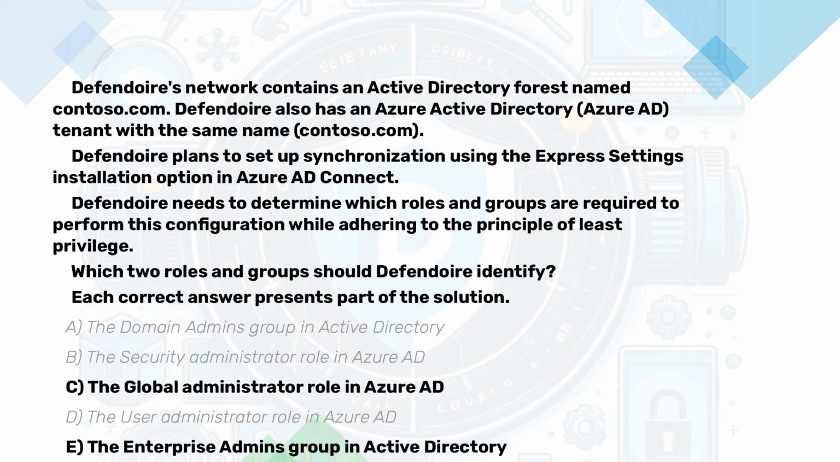When configuring Azure Active Directory Connect with the Express Settings option, the process requires elevated privileges in both on-premises Active Directory and Azure Active Directory to ensure proper synchronization and configuration.